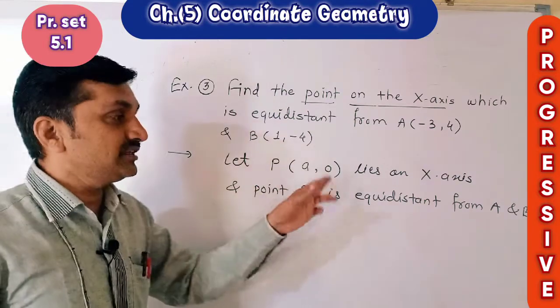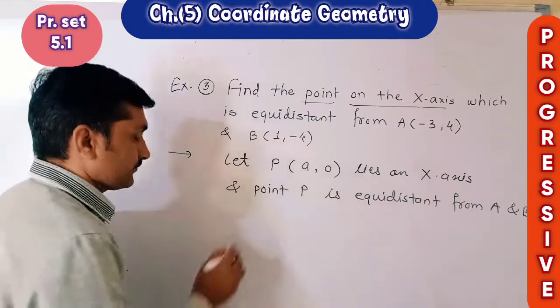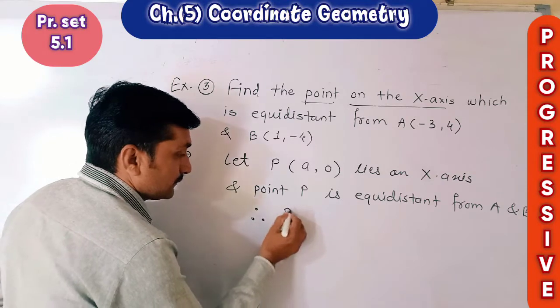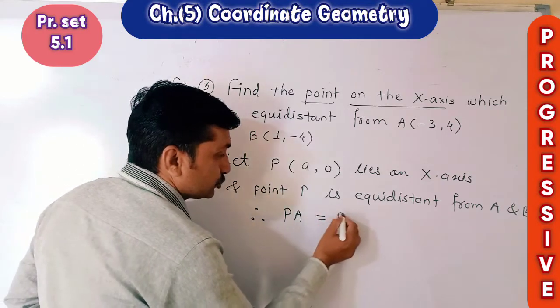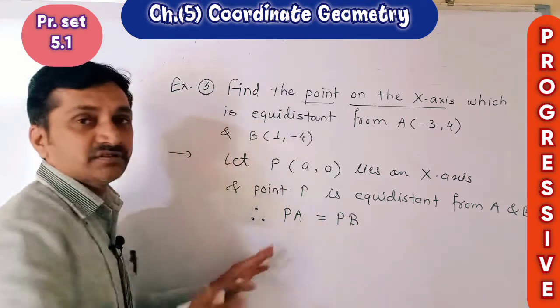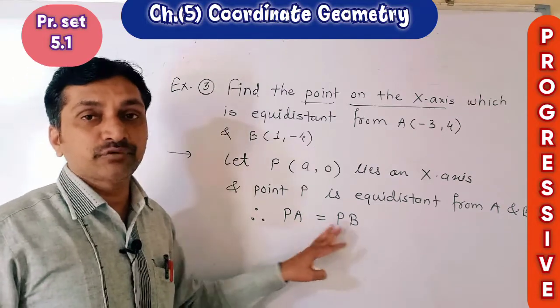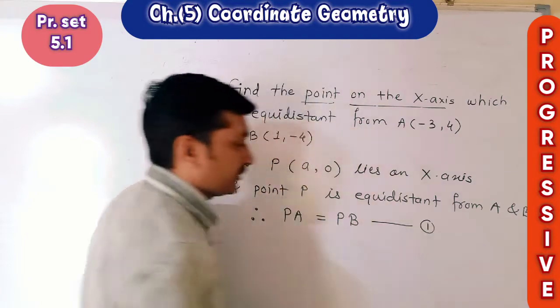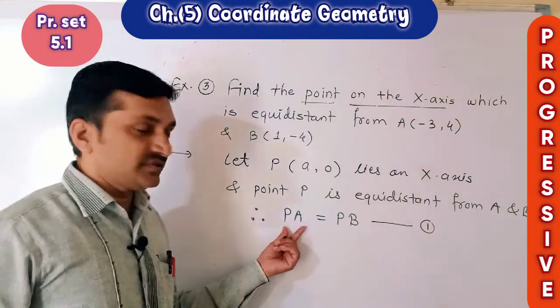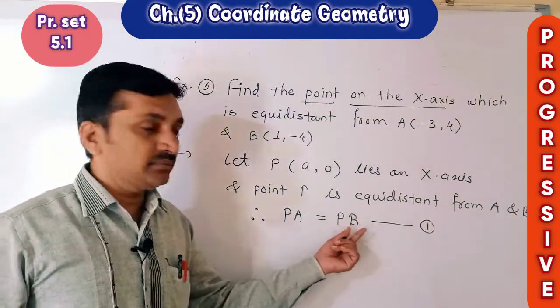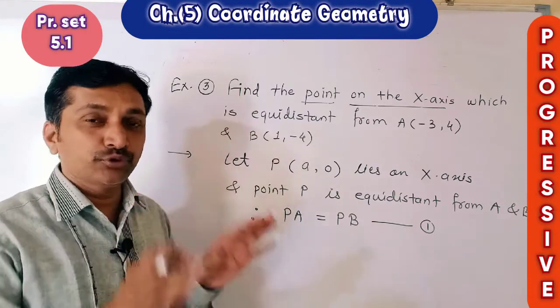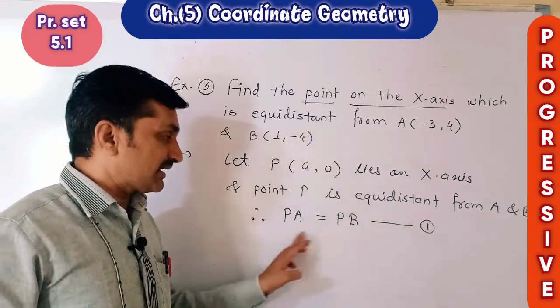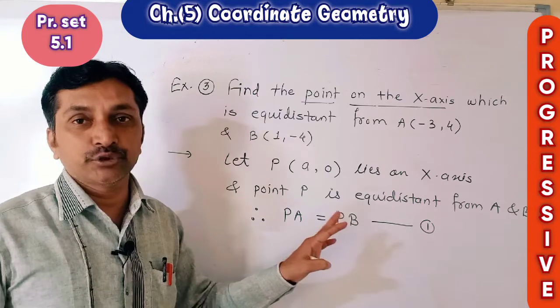It means PA is equal to PB. Therefore we can write PA = PB, meaning these distances are equal. I write here number 1. PA means the distance PA we have to find, and PB means the distance PB. We find both the distances, and by this condition we will continue the solution.